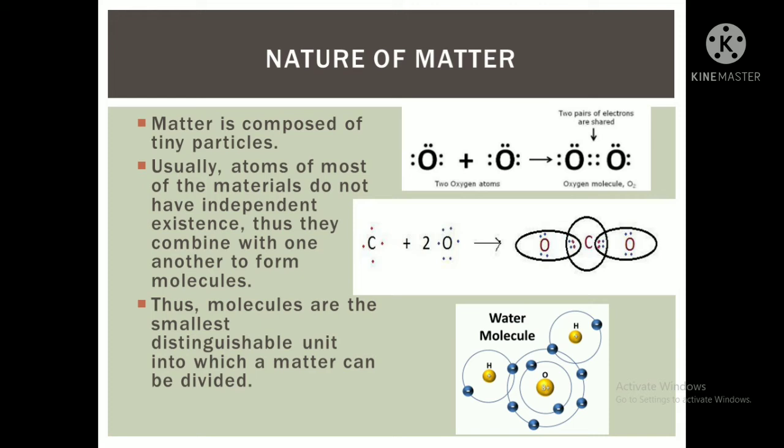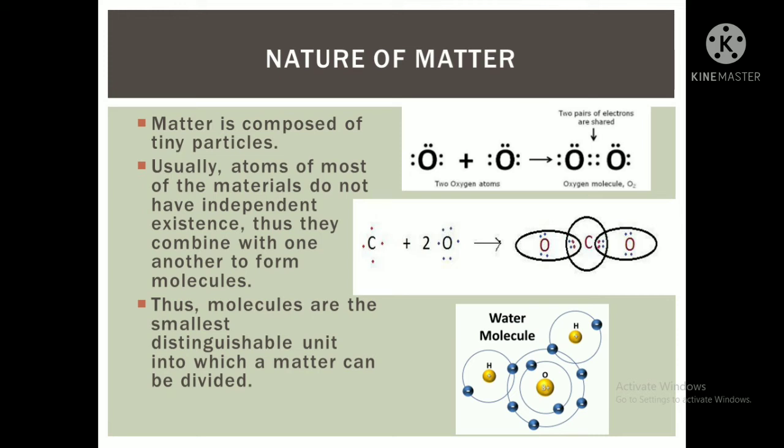Like carbon dioxide: one carbon atom and two oxygen atoms. Together, when they overlap each other, they make a pair, and it will be CO2. Another is the water molecule: two hydrogen atoms and one oxygen atom form the H2O molecule, meaning the water molecule. These are the nature of matter.